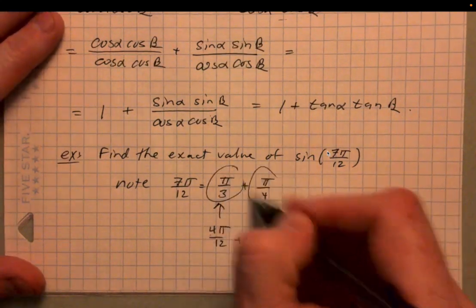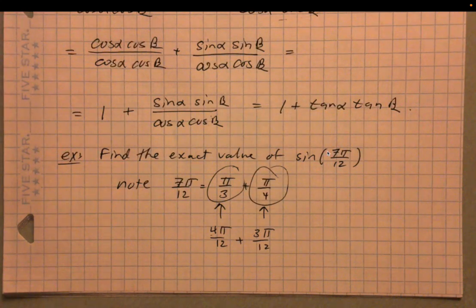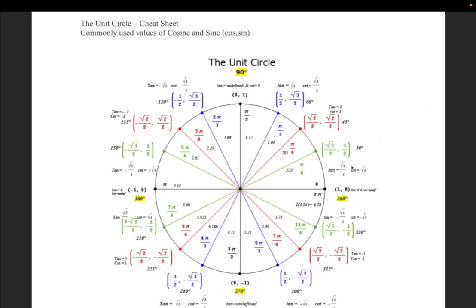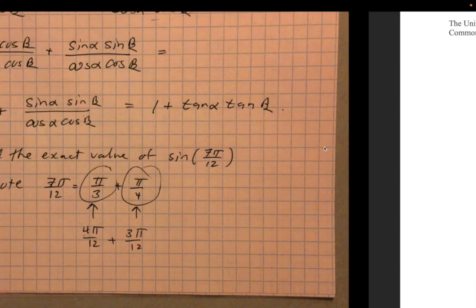Now these are angles that we know. Those are angles from our unit circle. We've got pi over 3 and pi over 4 on here. So here's pi over 3 and here's pi over 4. So we've got those two. We've got cos and sine for both of them. So we're going to use that to find the exact value.